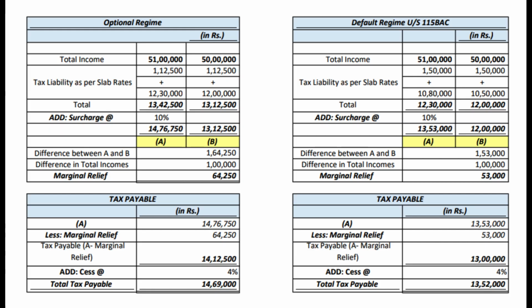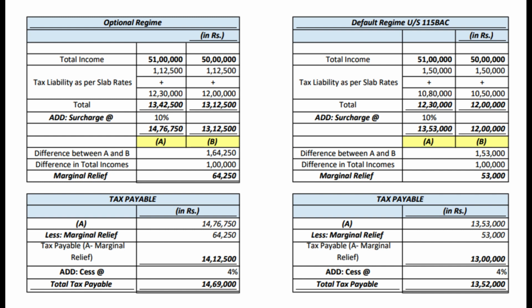Here, let us take the case where the total income of the assessee is rupees 51 lakh. Under the optional tax regime, the assessee has to pay tax as follows. Since the total income has exceeded rupees 10 lakh, the tax will be rupees 1,12,500 plus 30% of total income minus rupees 10 lakh. That is nothing but 51 lakh minus 10 lakh. So at the rate of 30% on 41 lakh, plus rupees 1,12,500, it amounts to rupees 13,42,500.